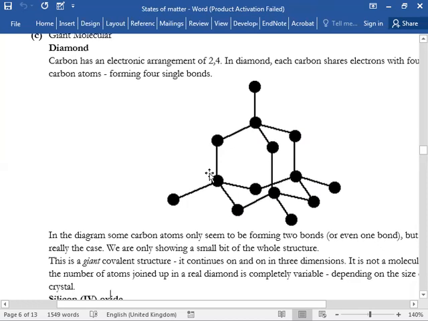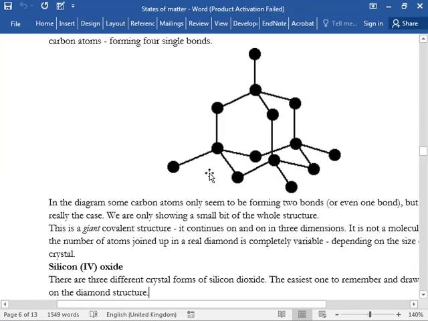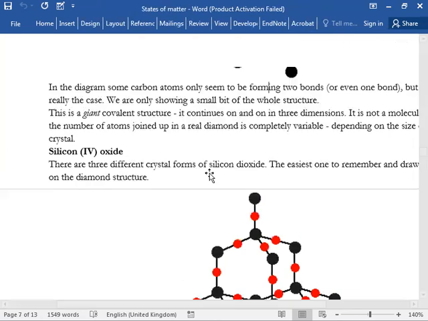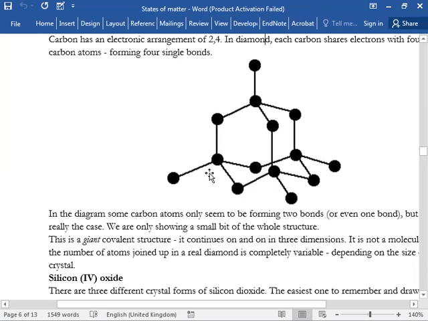So this is a structure of diamond. Silicon SiO2 has a very similar structure. Silicon 4 oxide. Every silicon in that one, have a look at the diamond structure once again. Every carbon is bonded to 4 different carbons, and the next one is again bonded to 4 different and 4 different. So we tend to have this entire structure of diamond.